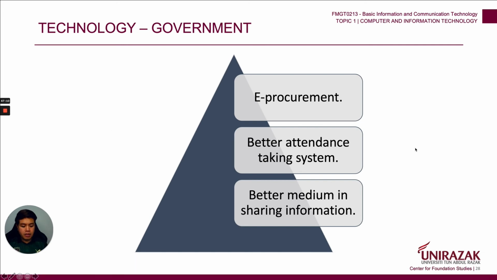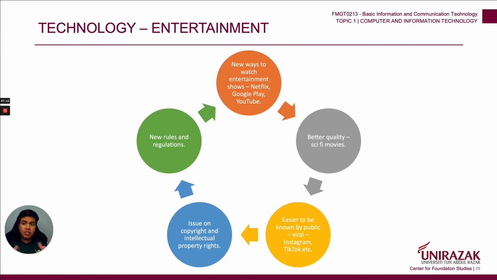And then the next industry, entertainment. I believe this is something closely related to you as well. It's very close to your heart, besides education just now. Nowadays you have new ways to watch entertainment shows: Netflix, Google Play, YouTube. You can watch it online. And thanks to technology, you have better quality sci-fi movies, for instance the Avengers, Harry Potter. All those good quality movies we can only have with the help of technology.